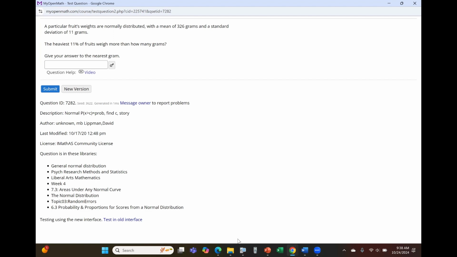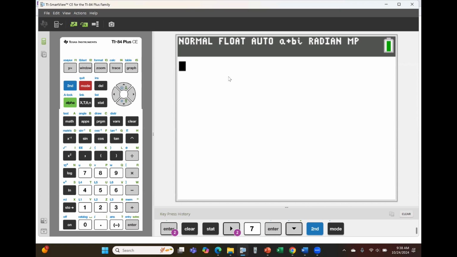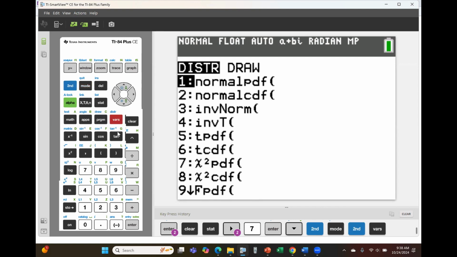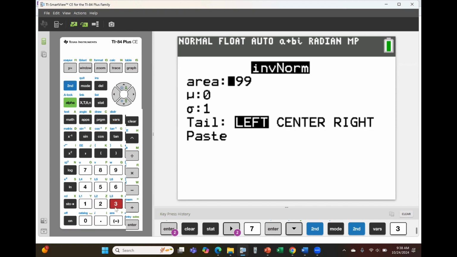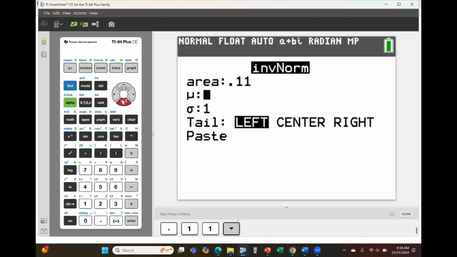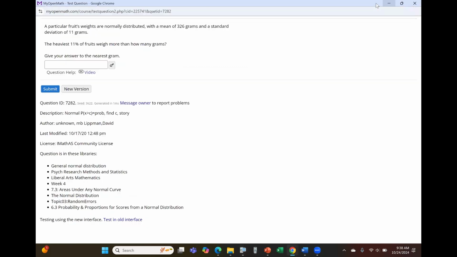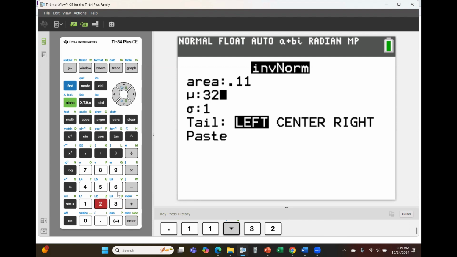Now, I defaulted to showing it to the left because that's the default. But if you have a calculator that will do an inverse normal to the right, then do that. So what was it? 11%? And I don't remember what the mean was. What was the mean? 326 and 11. And then we're going to go to the right because it's greater than.